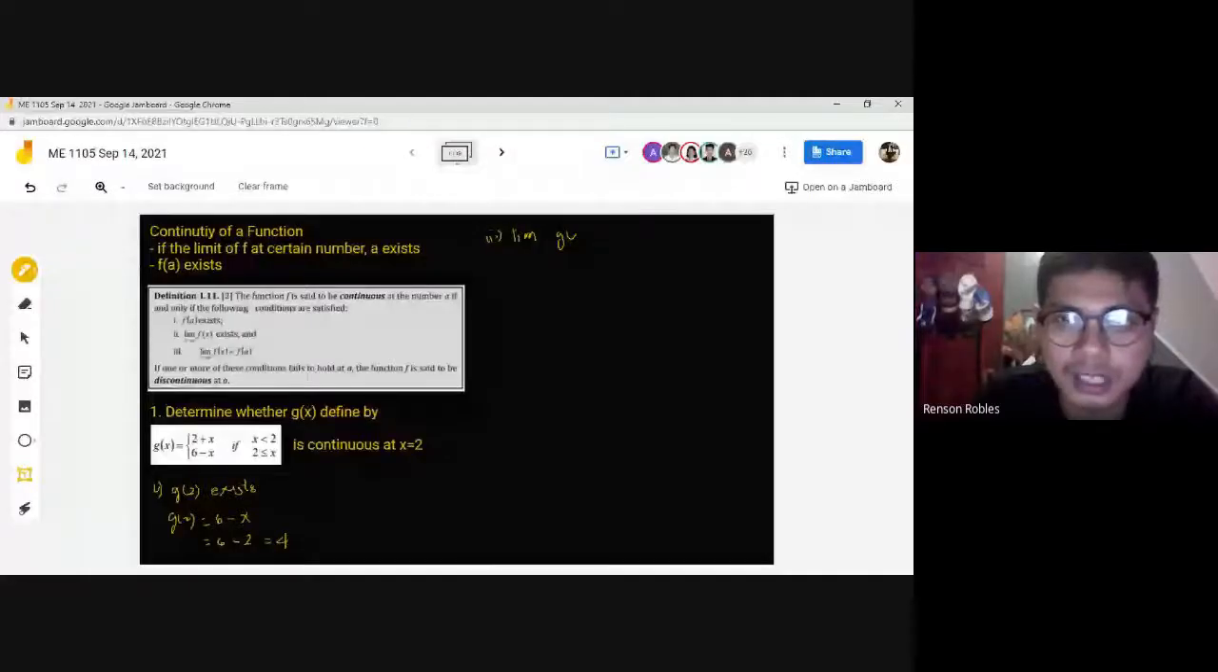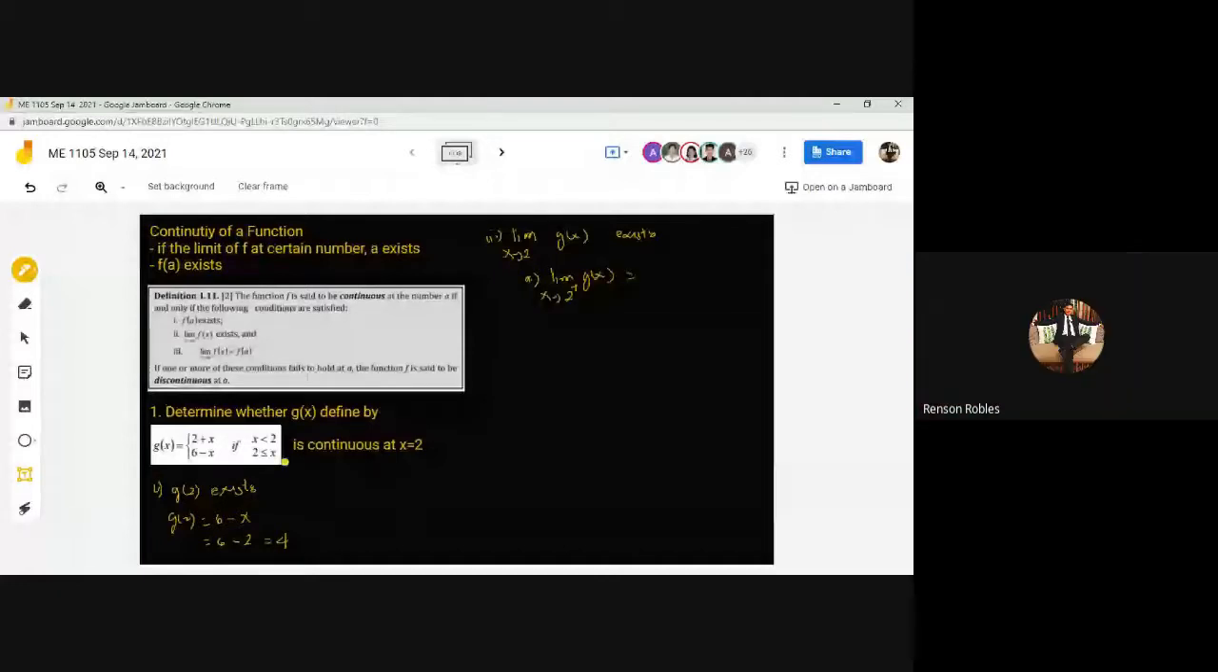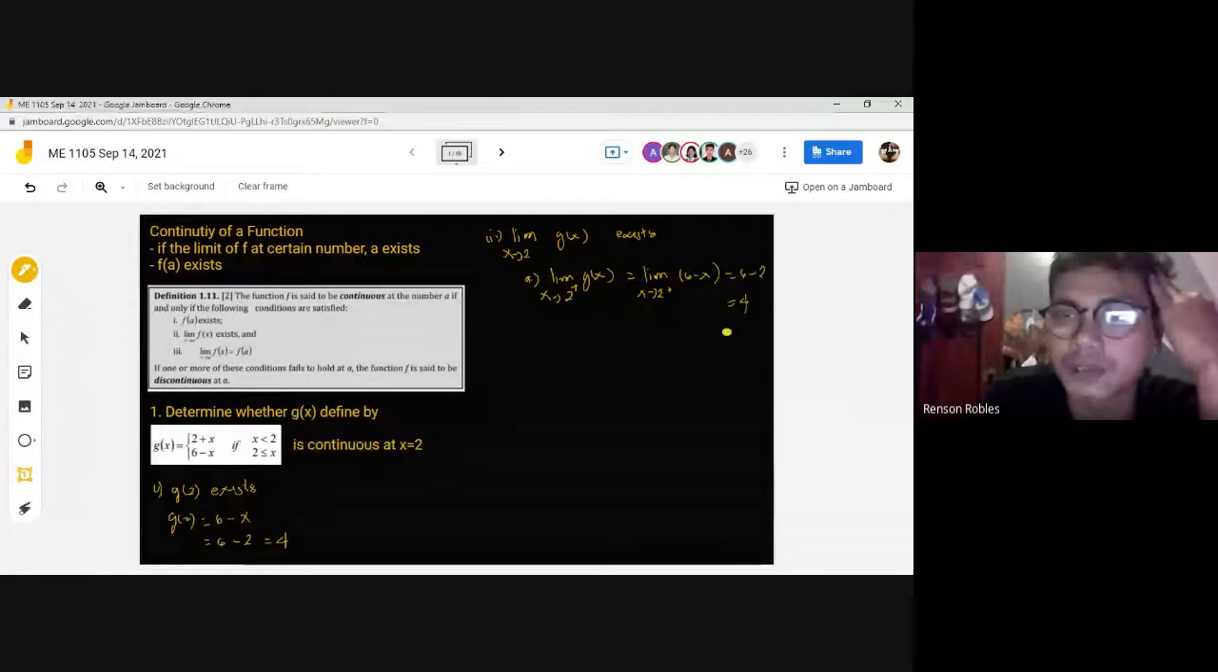Part 2, you have to show that the limit of g of x as x approaches 2 exists. And how are we going to show that? Letter A, we have to show that the limit of g of x as x approaches 2 from the right will exist. If you are coming from the right, you use 6 minus x. This will lead you to 6 minus 2, and that is equal to 4. Then you go on.